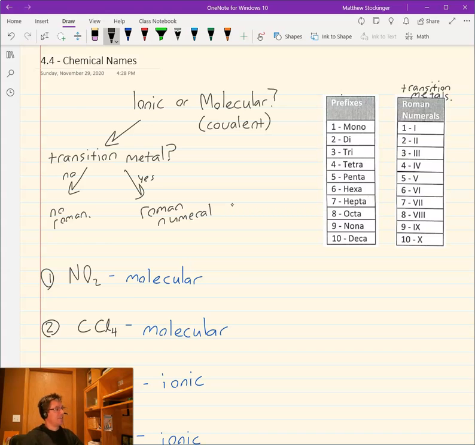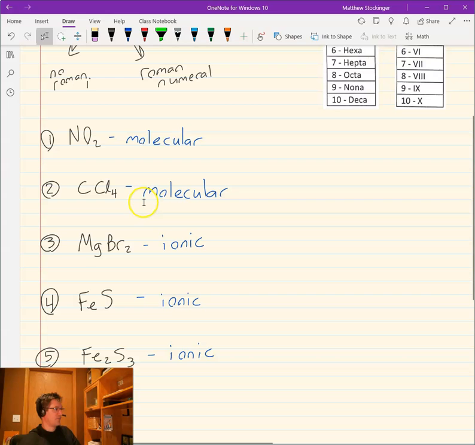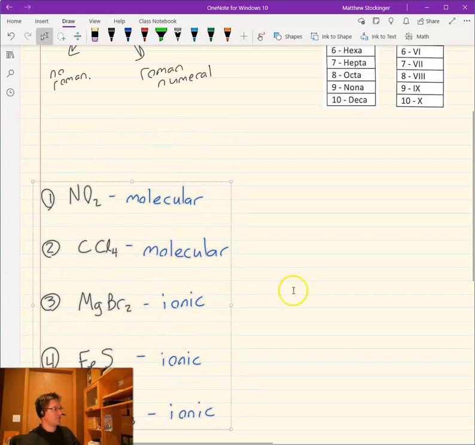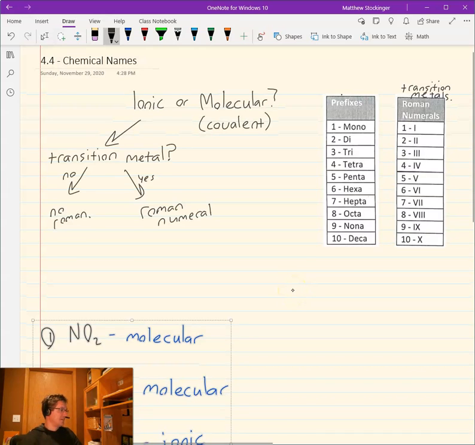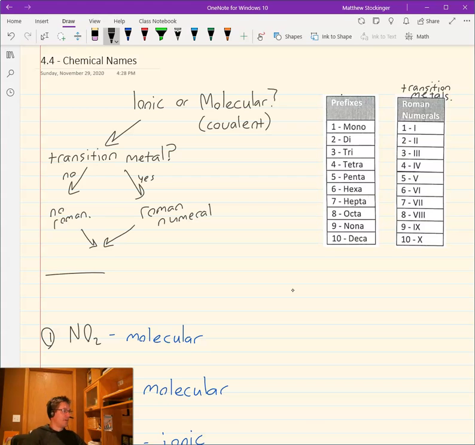The final rule for naming ionic compounds is actually really simple. Once you've decided, then we're back to the middle again. You're going to put the name of the metal right here, and you're going to end with the name of the nonmetal, but you're going to change the ending to ide, I-D-E. You just change the ending, and that's it.